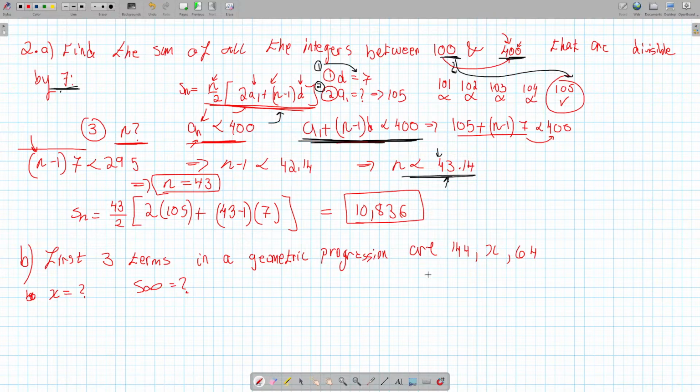Always I tell you, for geometric progression, when you see three consecutive numbers and you're asked to work with them, the first thing to do is this: G2 over G1 is equal to G3 over G2, which is equal to what? Obviously, when you divide two consecutive numbers, this is all equal to R. So G2 over G1 is x over 144, equal to G3 over G2, so 64 over x.